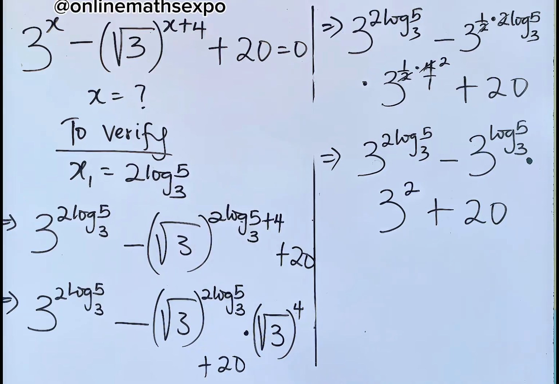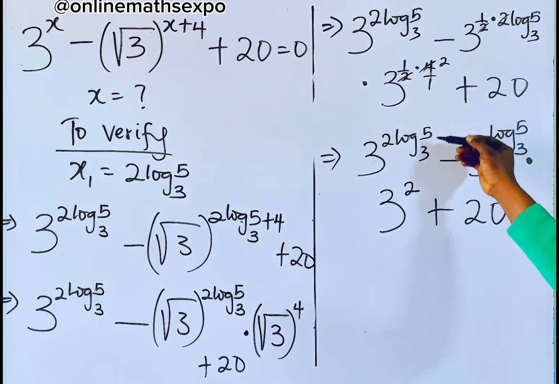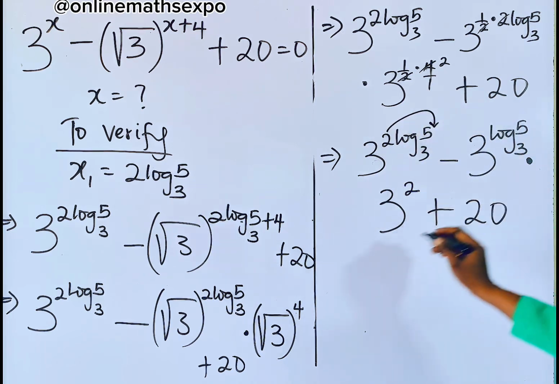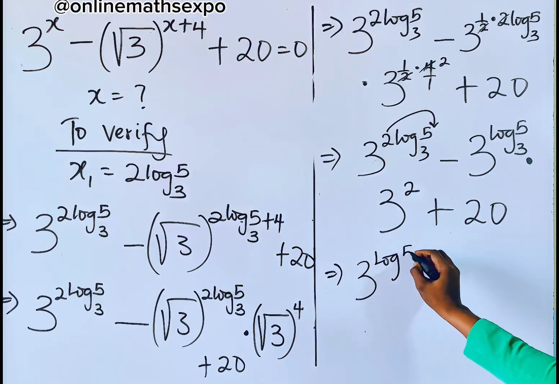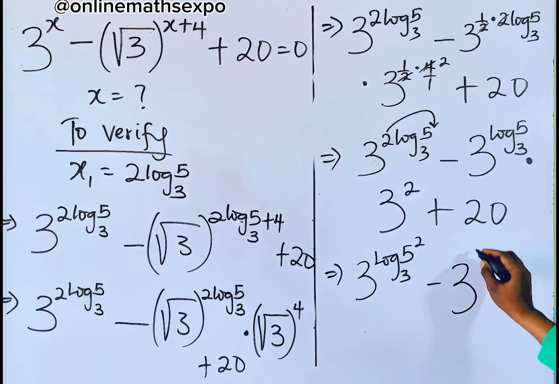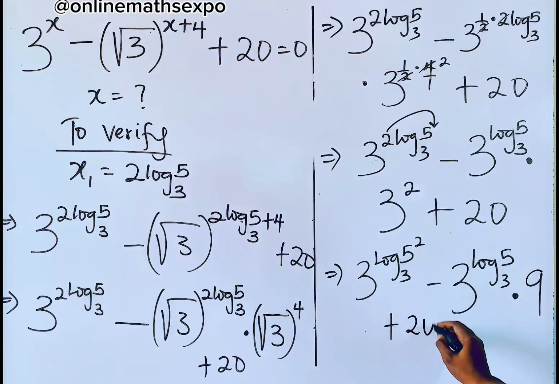Now, also remember we said the coefficient becomes the power of the log. So we're going to return it to be the power, and that gives us 3 to the power of log of 5 squared base 3 minus 3 to the power of log of 5 base 3 multiplied by 3 squared, which is 3 times 3 to give us 9, then add 20.